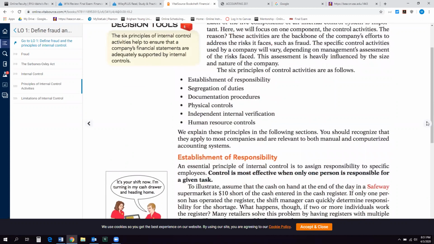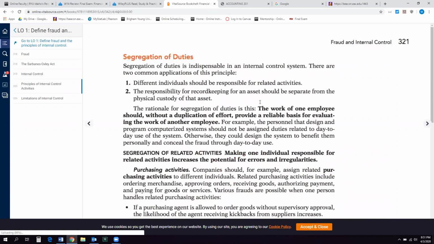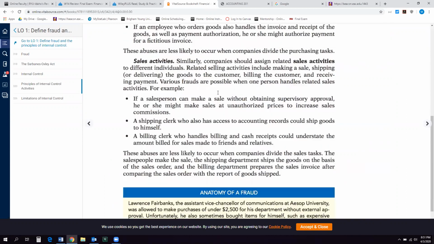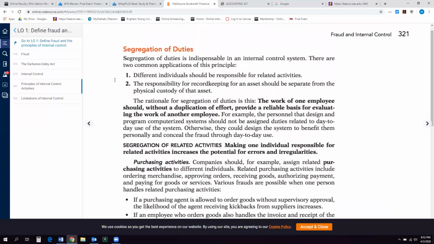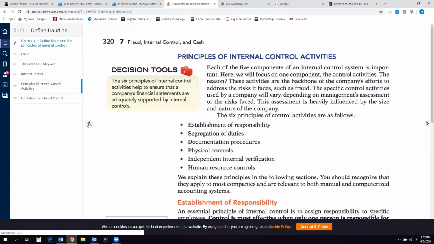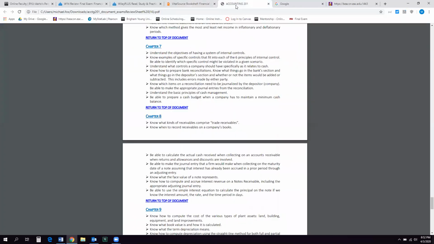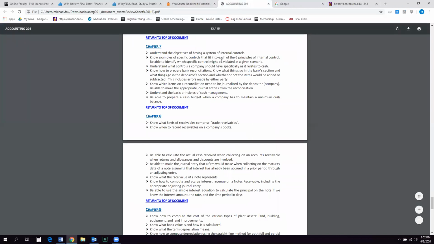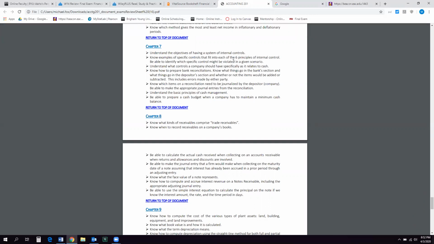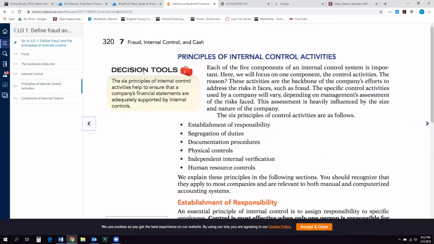Rather than me reading that to you, I would just tell you that's what you need to do. And then this section where we talk about segregation of duties and so forth. Each of these 6 principles of internal control, you need to know those and be prepared to identify specific controls that might be violated in a given scenario. Understand what controls a company should have specifically as it relates to cash. So again, this is kind of book learning stuff.